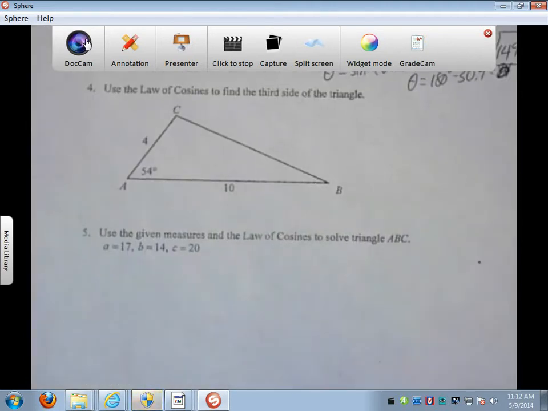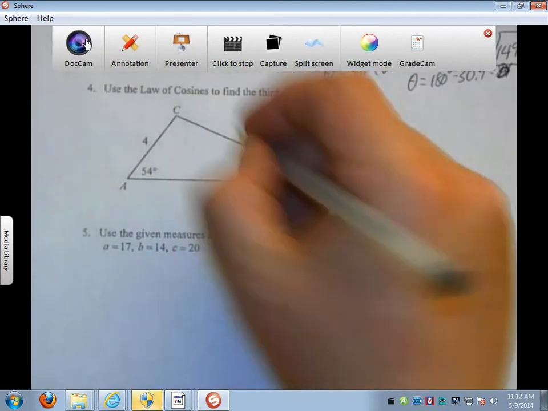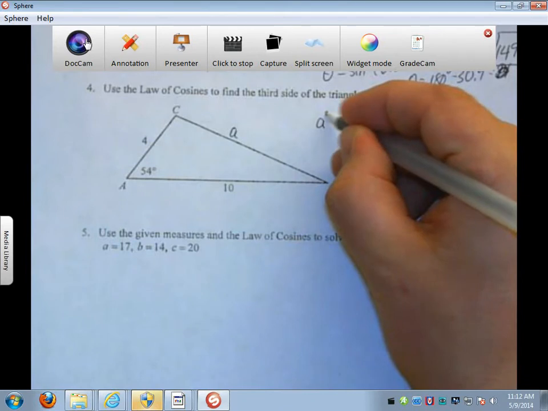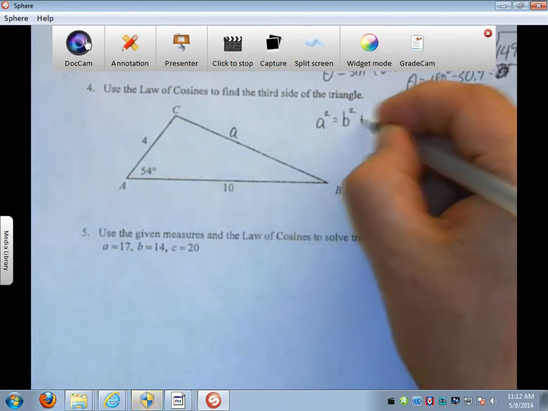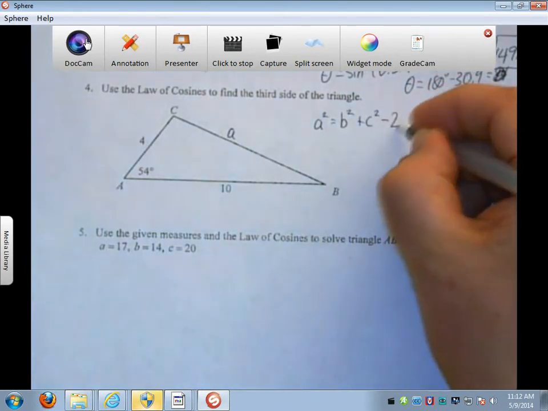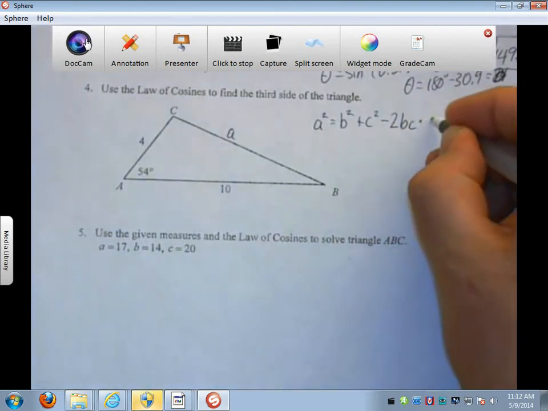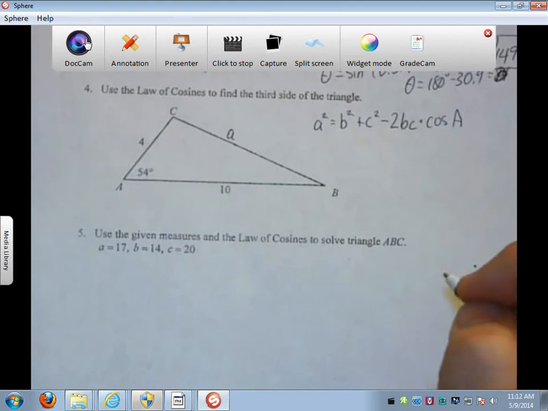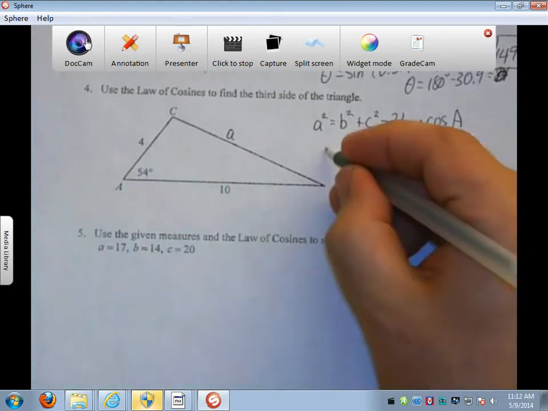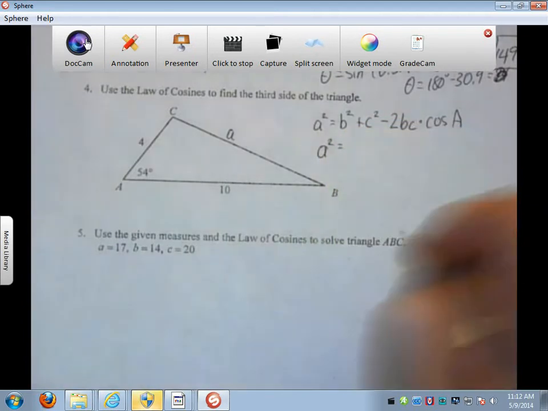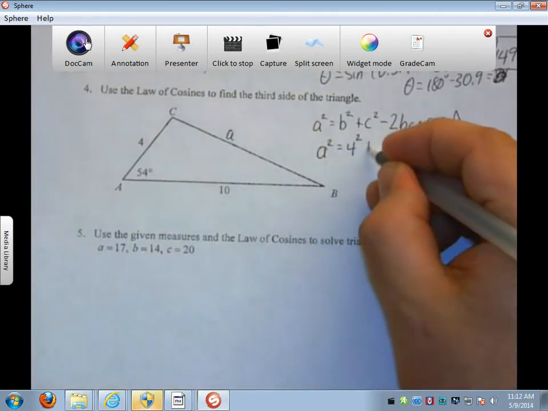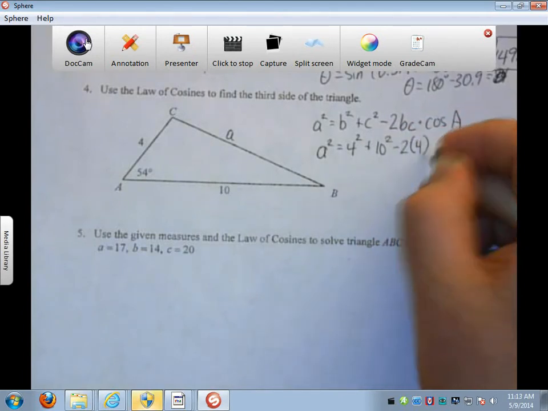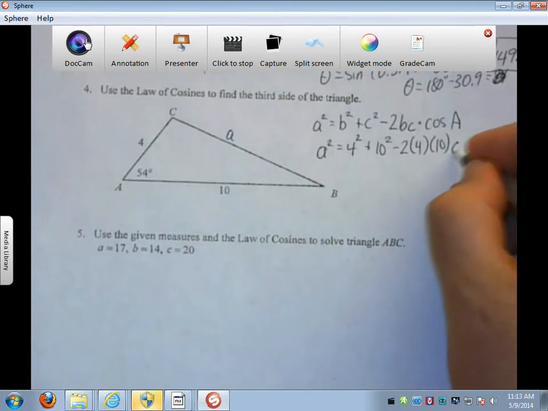Okay, number 4. Use the law of cosines to find the third side. So this would be little a. We know that a squared equals b squared plus c squared minus 2bc times the cosine of A. So we'll go ahead and plug in what we know. We know that b is 4, c is 10, and angle A measures 54 degrees.